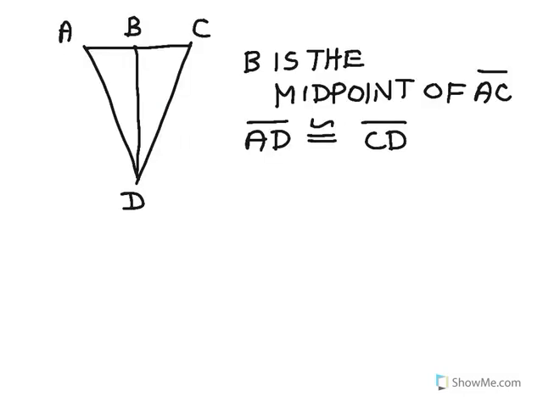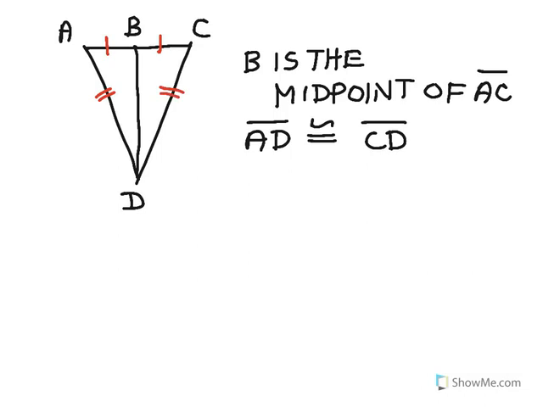Okay, so here are a few examples. In the first example, we have a triangle with a segment BD down the middle of it. And we're told that B is the midpoint of AC and AD is congruent to CD. So let's mark up the figure and see what we've got. If B is the midpoint of AC, it means that segment AB is congruent to segment BC. The second thing we're given is that segment AD is congruent to segment CD.